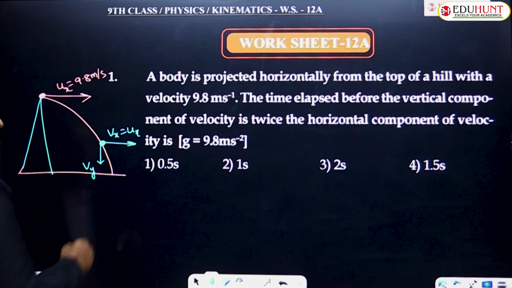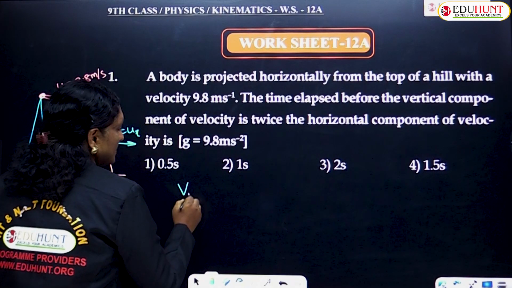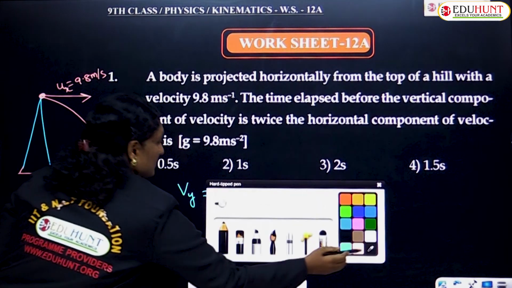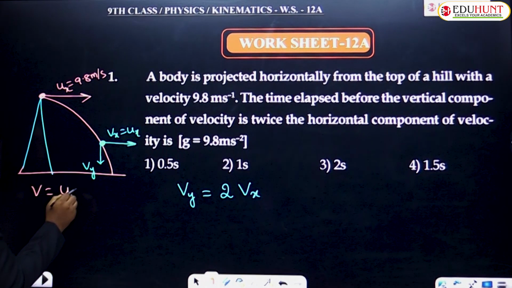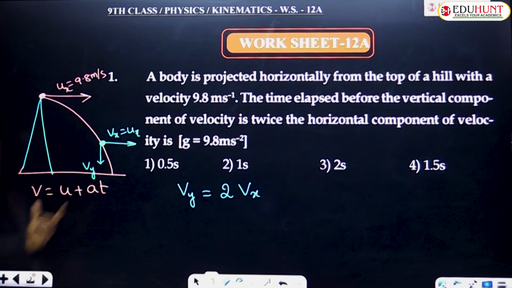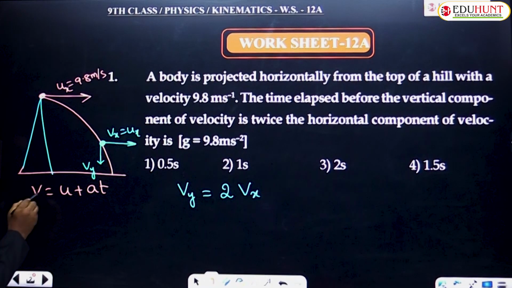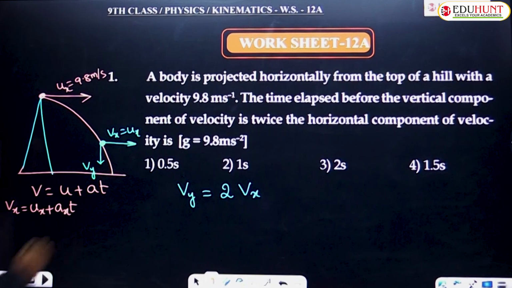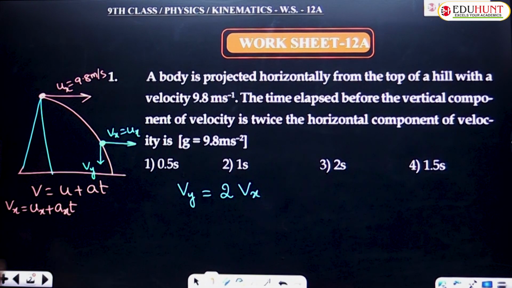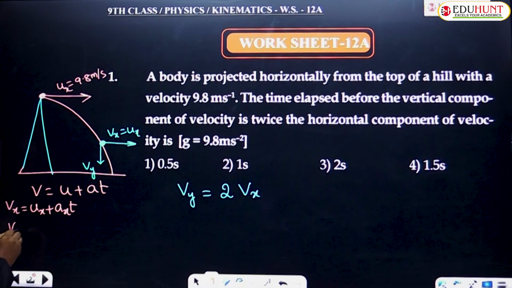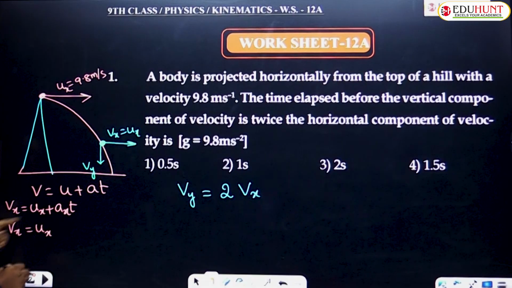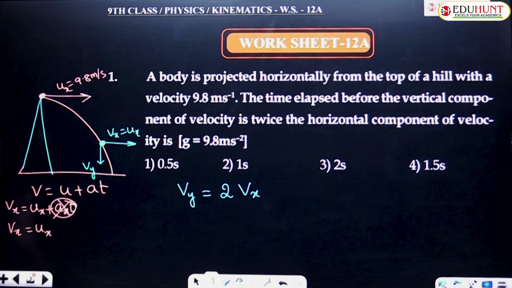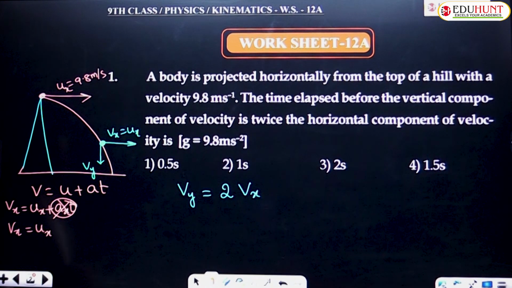So here what is the condition given, children? It was given that the vertical velocity is twice the horizontal velocity. Children, from the formula V equals U plus AT, if you consider the motion along the horizontal axis, then V is replaced with Vx, which equals Ux plus Ax into T. As long as the body is moving in the horizontal direction, this Vx always remains constant as Ux. Why? Because the acceleration during the horizontal motion vanishes, so this will be 0. Hence, Vx is always equal to Ux.